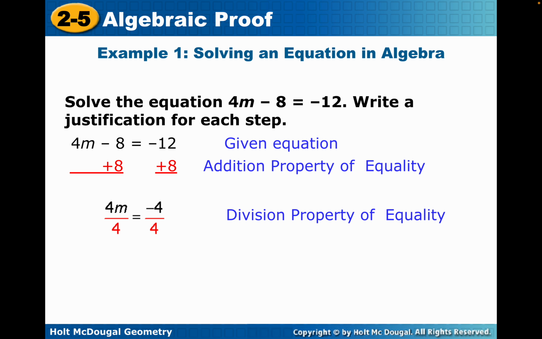All right, perfect. It already shows our next step, but we've got to divide both sides by 4 to get m by itself. So what property do you think that is? Division. That's perfect. We get m equals negative 1. I'm going to put m equals negative 1, and that was the division property.